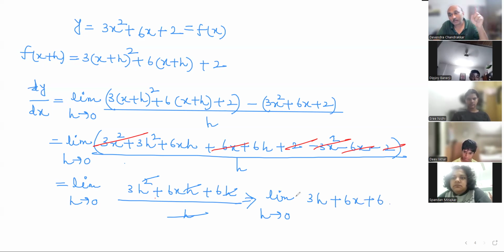Now remember, as soon as h is removed from the denominator, what do we do here? What is the next step? When h is removed from the denominator, what do we do then?